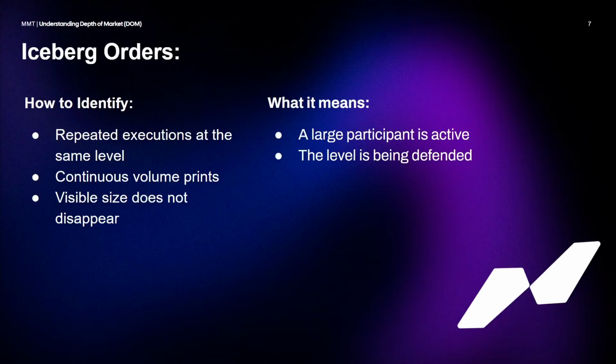Okay, so here is one topic that I know a lot of people are scared of. Maybe they think it's too complicated, but in fact, it's really simple. How to identify it is repeated executions at the same level. So continuous volume prints, visible size does not disappear. What it means: a large participant is active, the level is being defended. What this means is this iceberg limit can be really strong support or resistance, so a potential reversal or reaction zone.